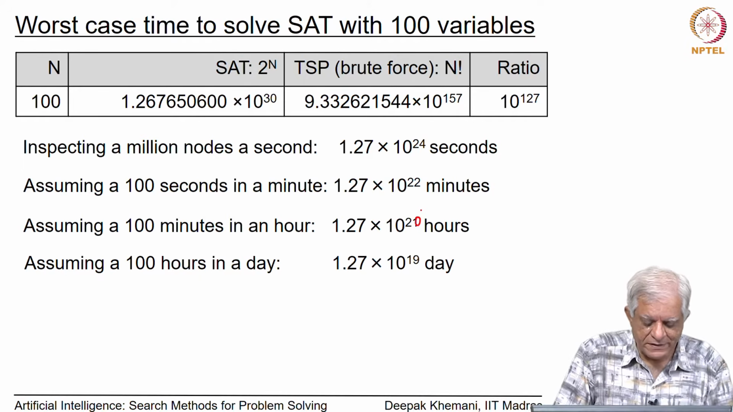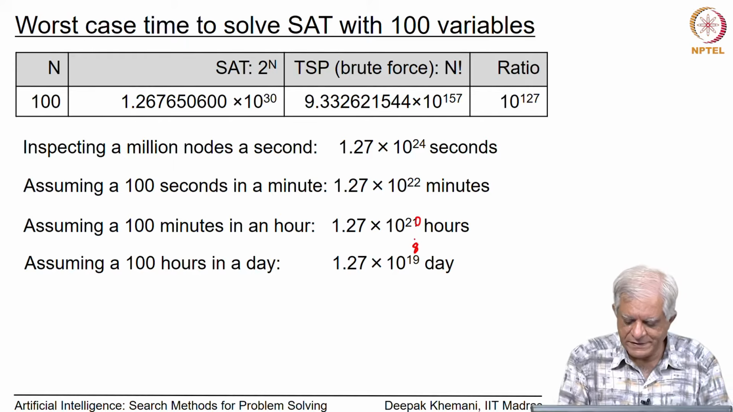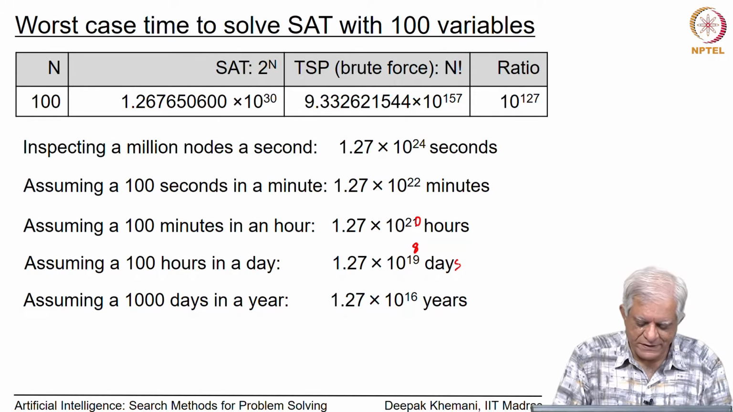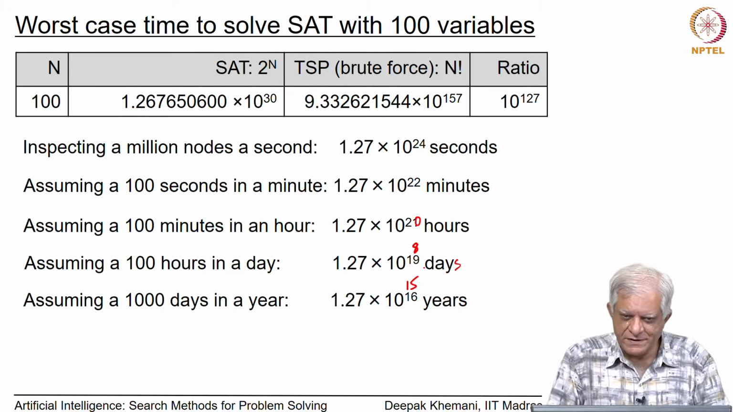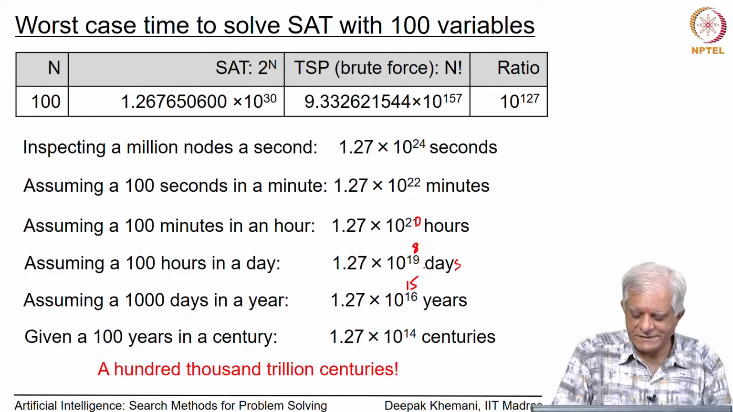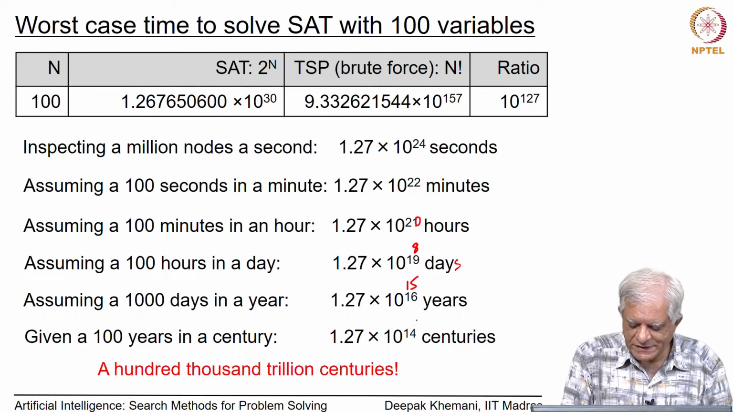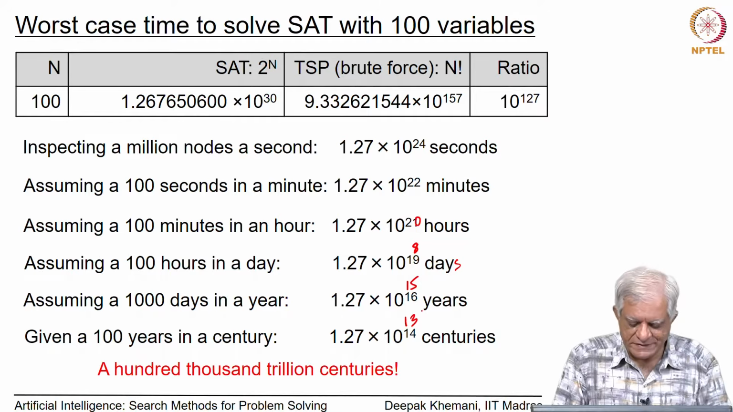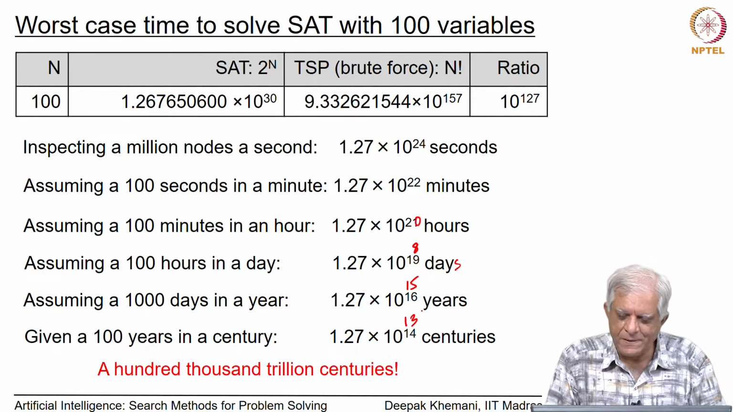And another 100 hours in a day, and this should be 10 raised to 18 days. Assuming 1000 days in a year, this will be 10 raised to 15 years, which is a million billion years essentially. And if you count it in centuries, you have 10 raised to 13, which is 10,000 trillion centuries. Okay, so there is a small error in this which you can gloss over.